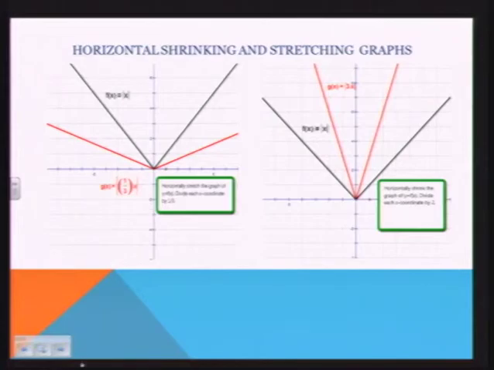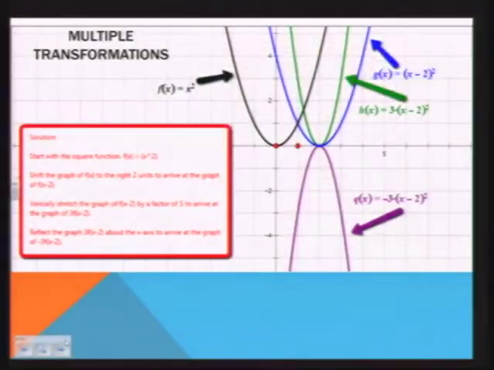Now, lastly, we will put all of our transformations together and observe how it may possibly look when you are using multiple transformations. Now, I will start off with, in this case, the parent function, which is x squared. Now, I'm trying to determine how I would get to -3 times (x minus 2) raised to the power of 2.